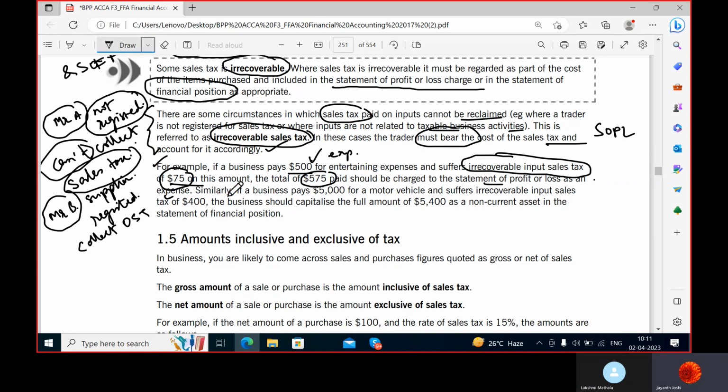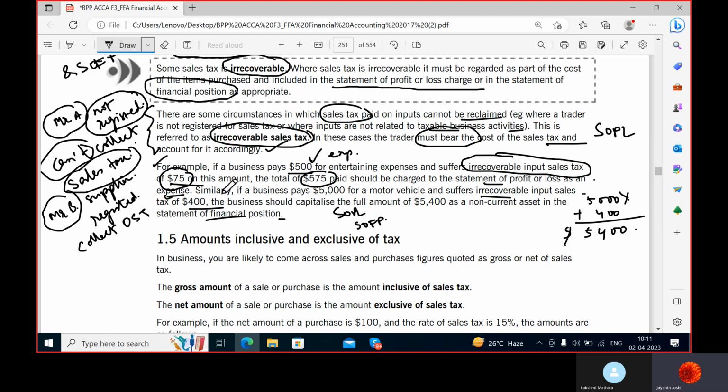Yes, ma'am, it is. Now, similarly, if a business pays $5,000 for a motor vehicle and suffers irrecoverable input tax of $400, in that scenario the cost of the motor vehicle in the books we should show as 5,000, but since 400 is irrecoverable, now we'll show the value of the motor vehicle as 5,400 instead of 5,000. Clear? Yes, ma'am, clear. So these are the two scenarios to make the concept clear of how irrecoverable sales tax has an effect upon SOPL and SOFP.